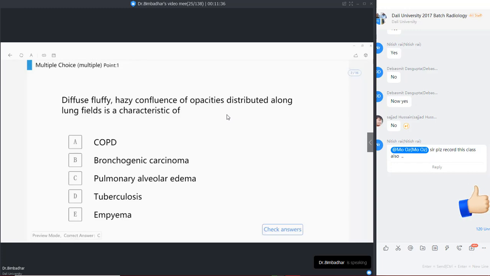I don't know how many of you got this one wrong here, but the answer here is pulmonary alveolar edema. This one can also be classically interpreted as bat wings edema, okay? Right? Is there any doubt in this question here?